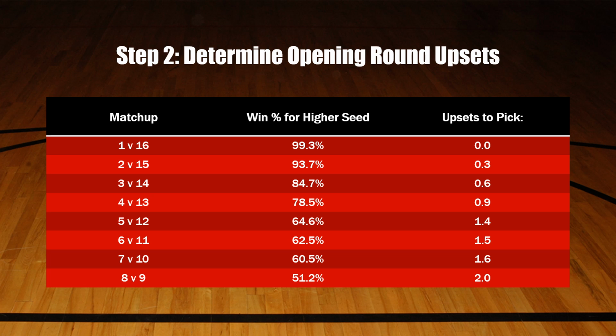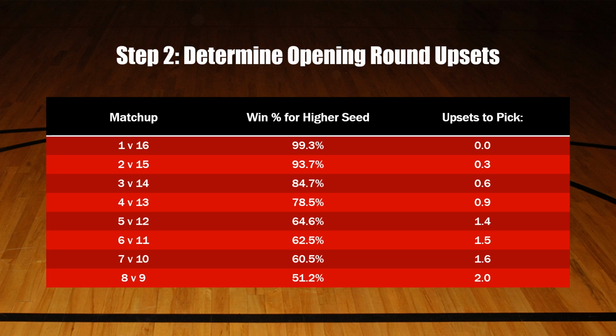So next, let's determine the opening round upsets since we selected our champion. As you can see on the left, we have our first round matchups. And then when we move to our right, we have the seeds' win percentage for the first round since 1985, when the tournament expanded to 64 teams. On to the right, again, next we have the probabilities from the past tournaments' results to help us identify how many upsets we should pick for those seeded teams.